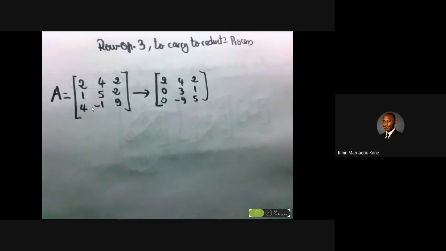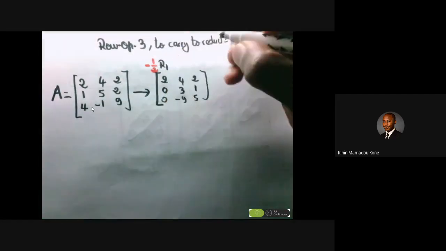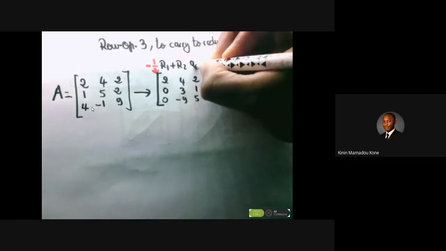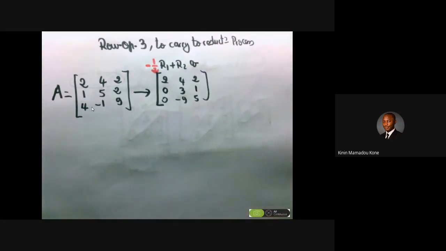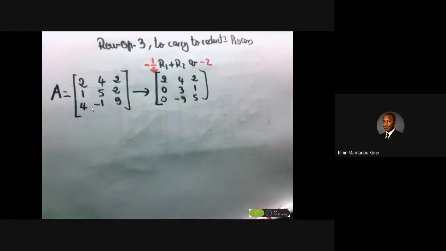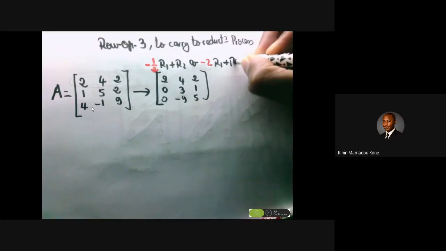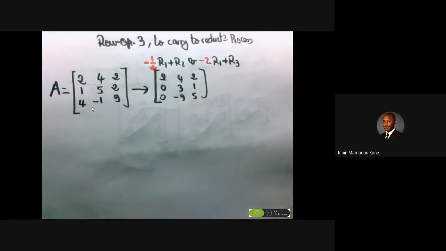So what I've done is actually negative 1 half multiplied by row 1 plus row 2, and I did a -2 row 1 plus row 3.